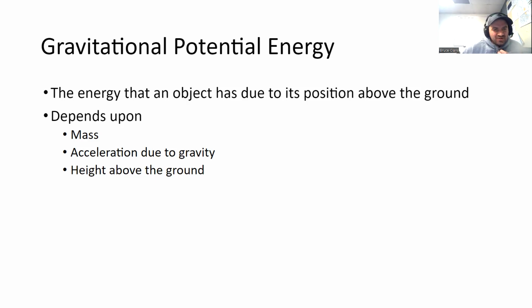And then the height above the ground, okay, because we know that the higher an object is, the more time it's going to have to build up speed as it hits the ground there. So using those three things, we're going to determine gravitational potential energy. We're still using joules as our measurement, just like kinetic energy.